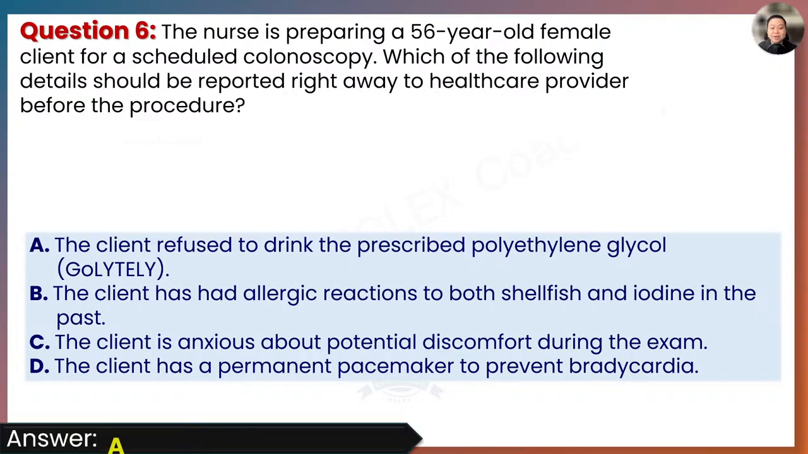The answer is letter A, because for a colonoscopy to be effective, there should be proper bowel preparation, such as completing the required amount of the polyethylene glycol or the golightly. And the client is supposed to finish the entire amount. This is actually more than 1 to 2 liters. And this is to make sure that the client's bowel is cleansed to ensure clear visualization during the procedure. So make sure that there's no longer fecal material that can be seen before the procedure.